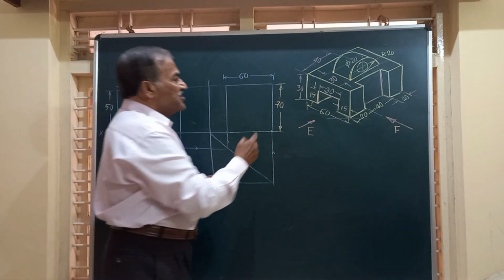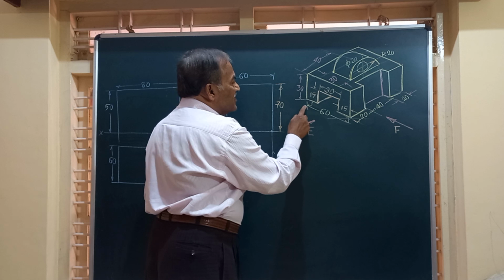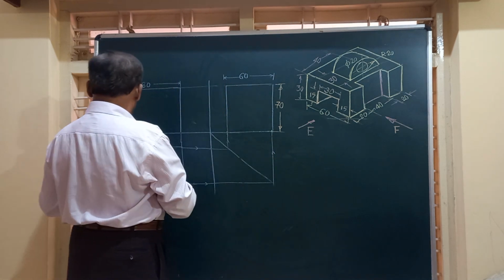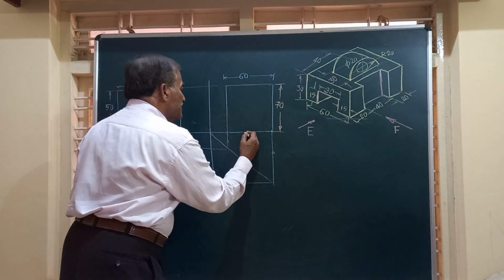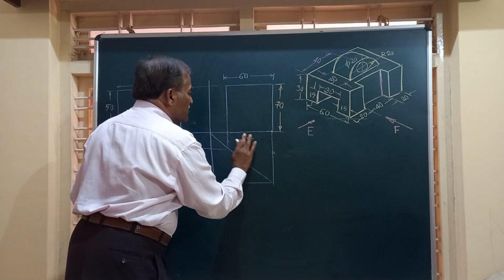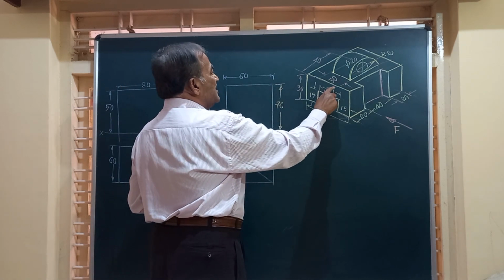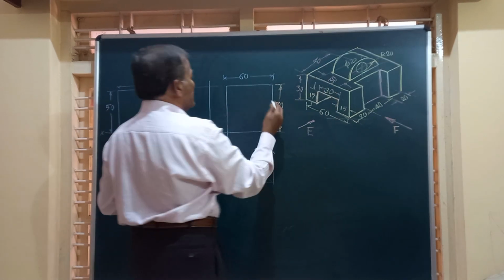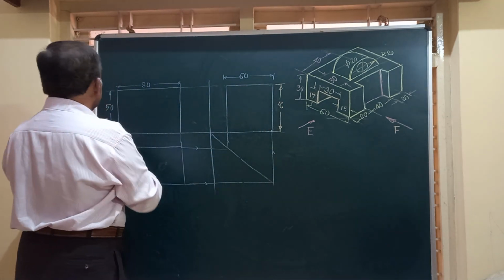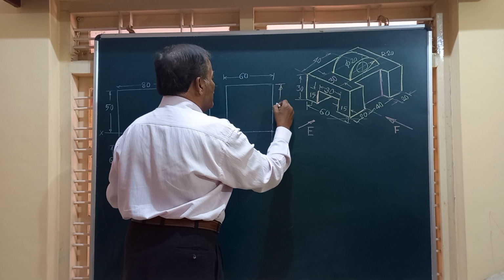Similarly, friends, when you look from the end, from this direction, you will have this 60 width, that is, this is 60, that can be shown already in the top. This is 60, and the height is 30 plus 20, 50. Same as whatever you get in the front view height, that will be the same here also. That is going to be 50.